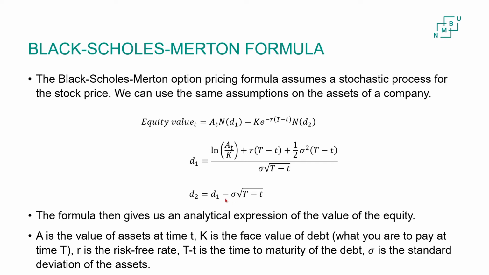What's important to notice is that you only need 5 parameters or 5 inputs to the model. You need the asset price at time t, and you need the face value of the debt, and you also need the risk-free rate, the 1 year or annualized risk-free rate. You need the time to maturity of the debt, and you need an estimate of the variance of the assets.